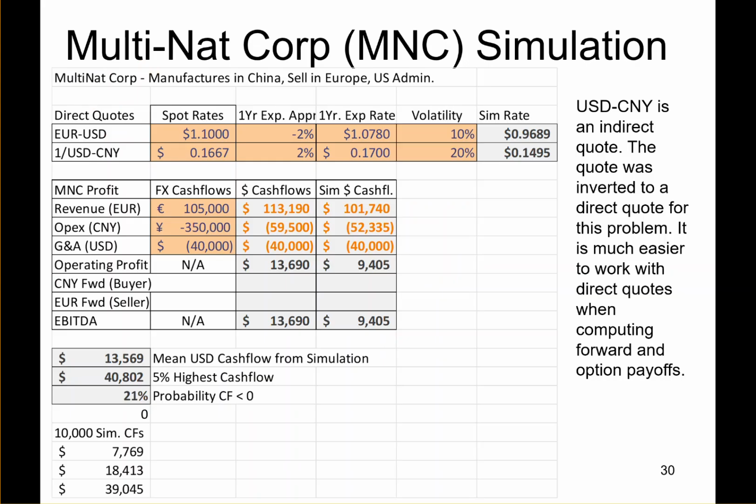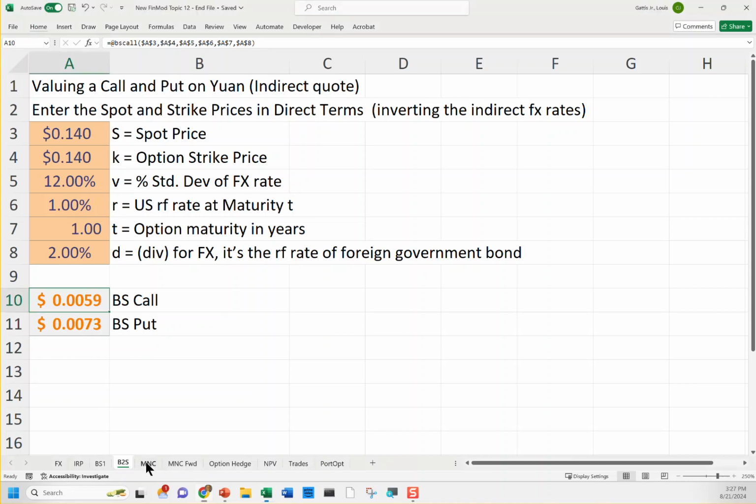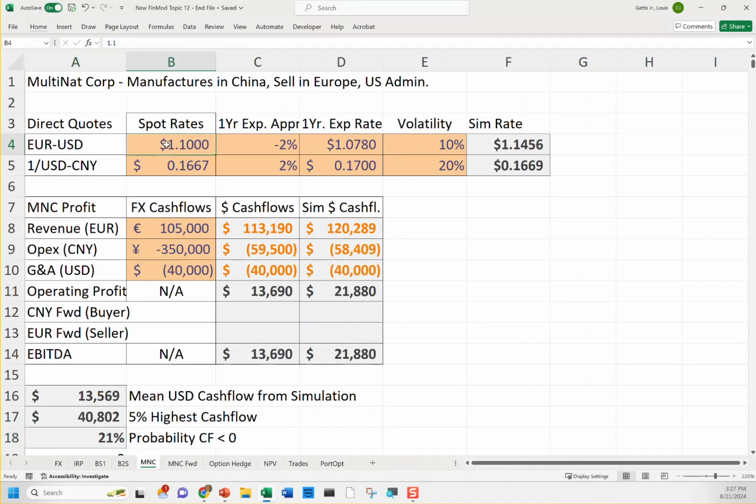Well, let's go to the model, MNC, and you can see the spot price of the euro is $1.10. And we'll say the spot price of the Chinese yuan in direct terms is 6 yuan per dollar, in indirect terms, so I did 1/6. Let's say the expected appreciation of the euro is minus 2%. Expected appreciation of the Chinese yuan is 2%. And so I have the expected spot prices for both of them.